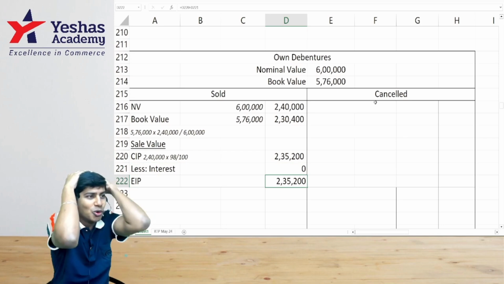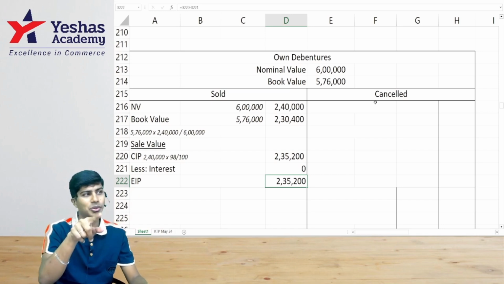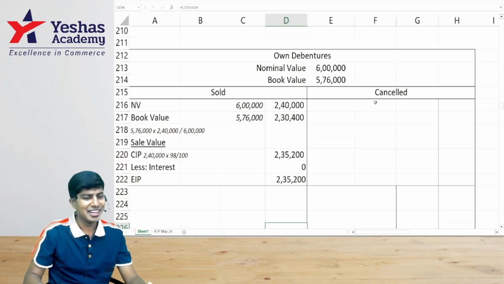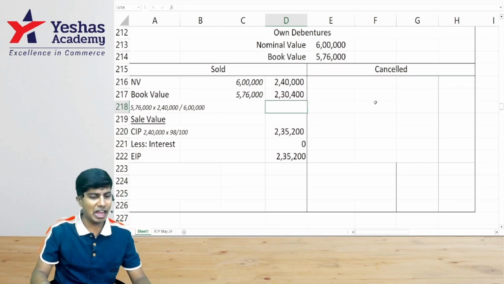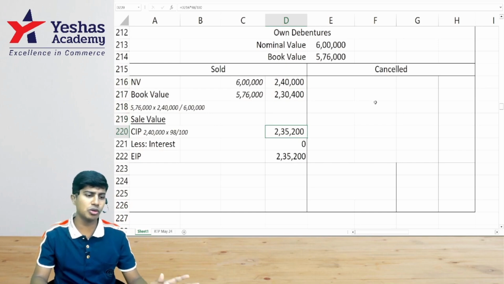How do you find interest? Interest is there, 0. Why? Time is 0. You understand? Now ignore this 2 lakh 40. Okay. Book value 2,30,400 is sold for 2,35,200.